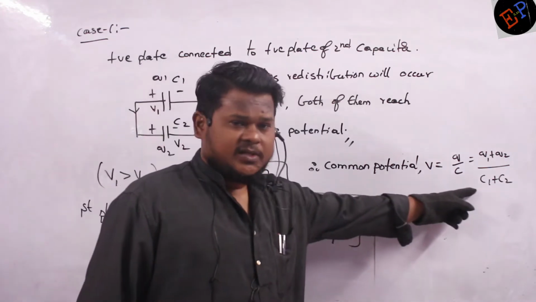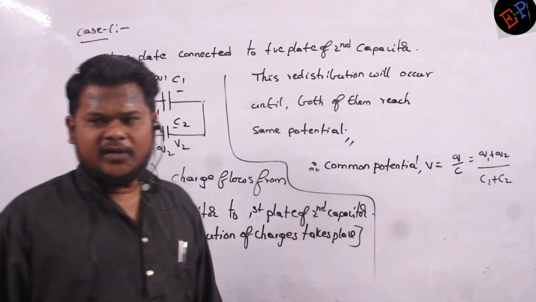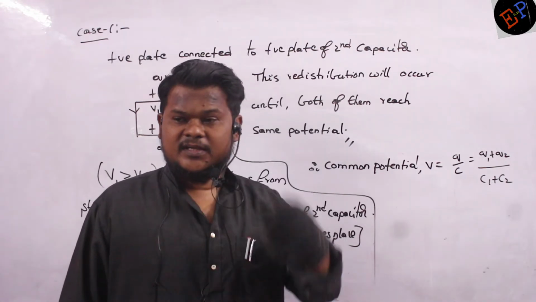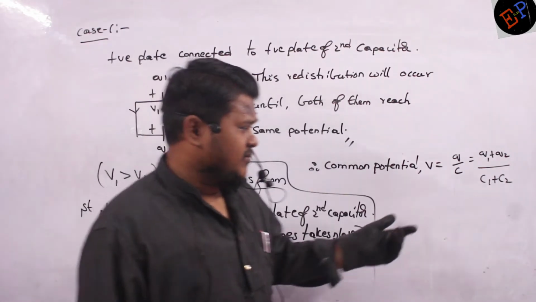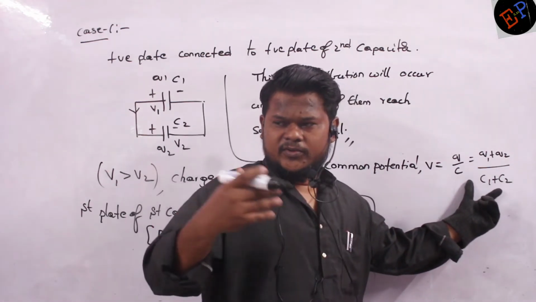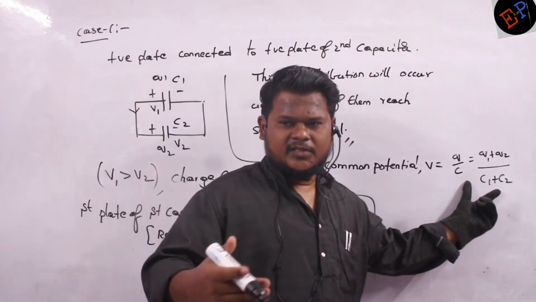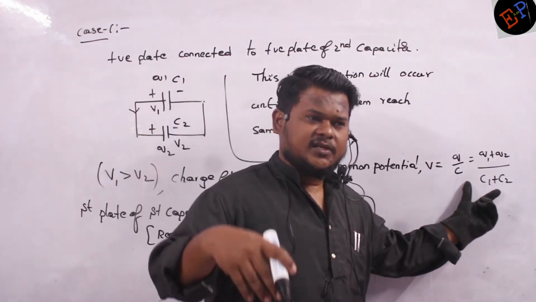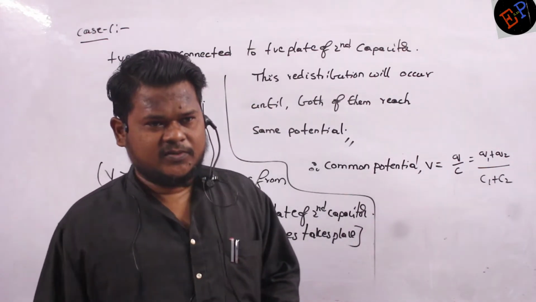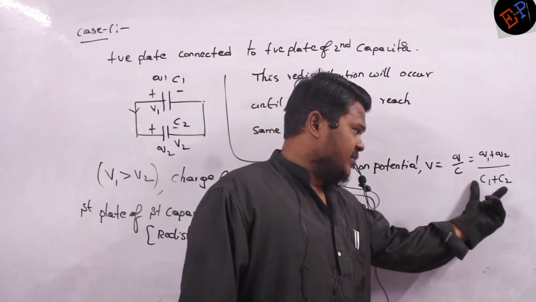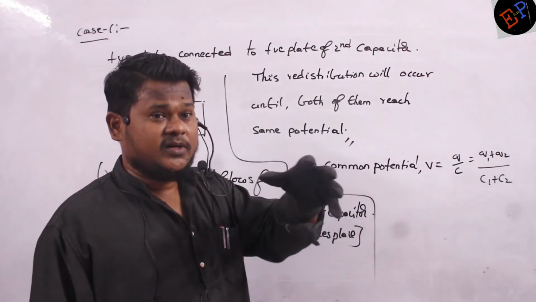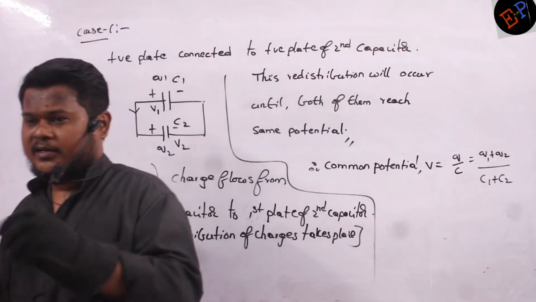Total capacitance, how much am I writing? C1 plus C2. How can you say it is C1 plus C2? C1 plus C2 means this is a parallel connection, no? In a parallel connection, how do you add capacitances? C1 plus C2 plus C3. In a series connection, 1 by C is equal to 1 by C1 plus 1 by C2. Like this we do, no? So here I am writing the equivalent capacitance as C1 plus C2. It means these two capacitors are connected in parallel. How can you say they are connected in parallel?